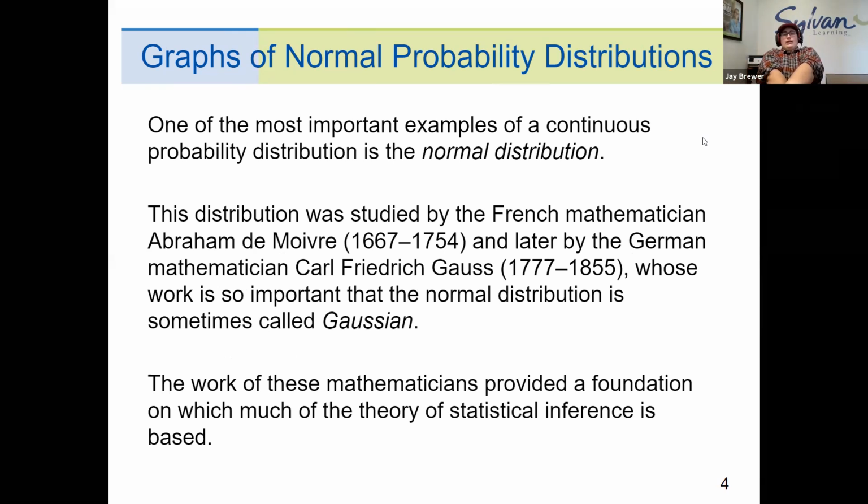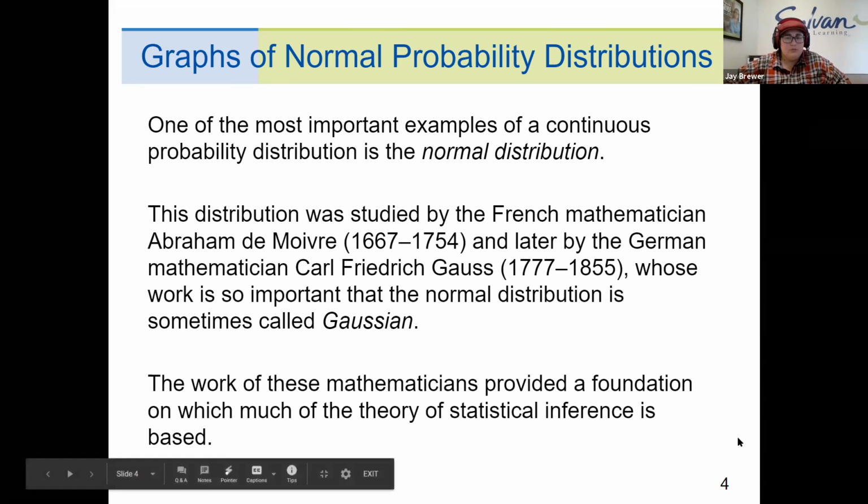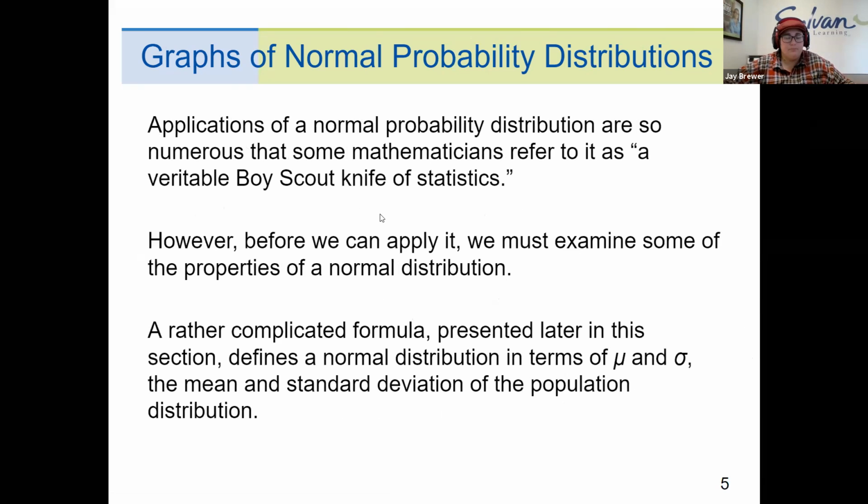All right, graphs of normal probability distributions. One of the most important examples of a continuous probability distribution is the normal distribution. This distribution was studied by another French mathematician, Abraham de Moivre, and later by German mathematician Gauss, whose work is also very important, and it's sometimes called the Gaussian method. The work of these mathematicians proved to be foundational, which is why the majority of the theory is based on them.